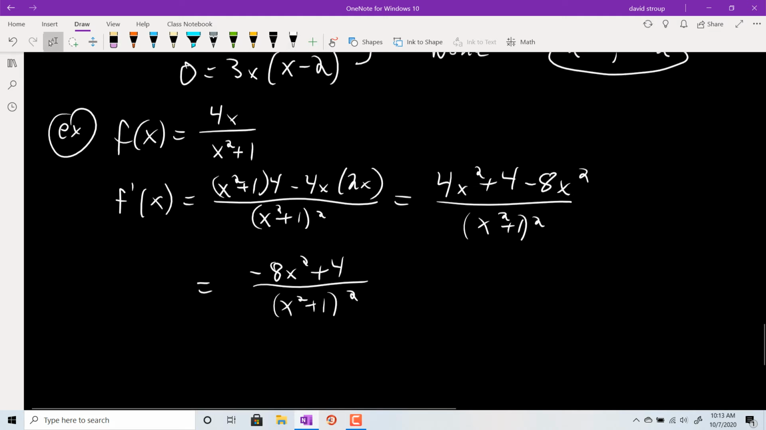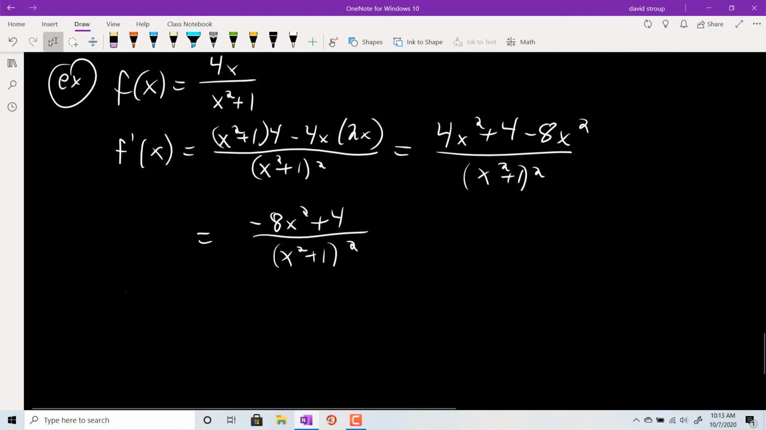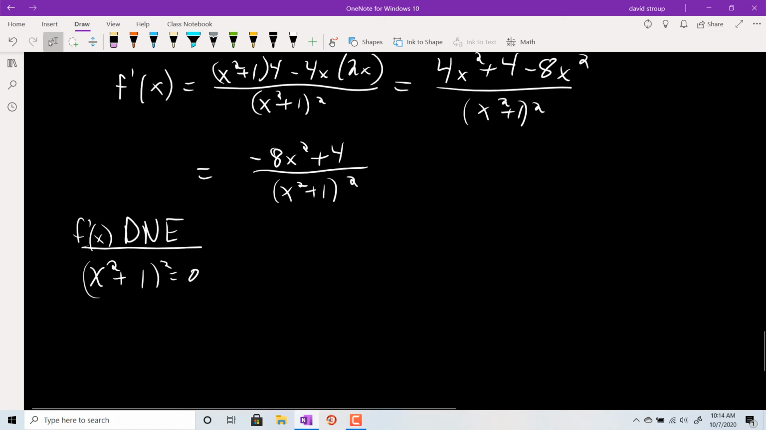And again, you're looking for critical numbers. So you want to know where are the places that f prime of x does not exist. In this case, you could just set the denominator equal to 0. And that's never equal to 0, right? Take the square root of both sides.